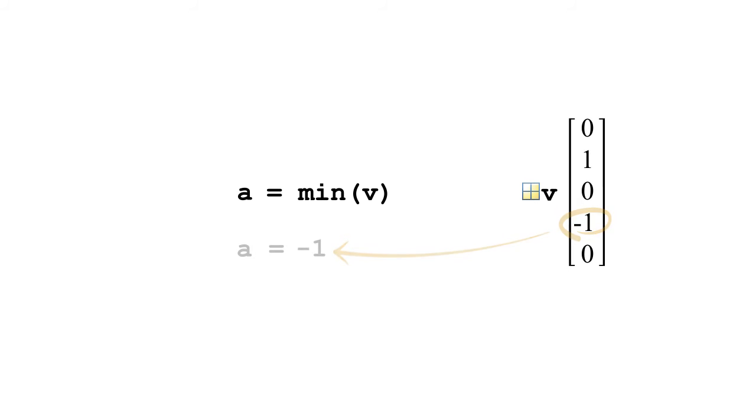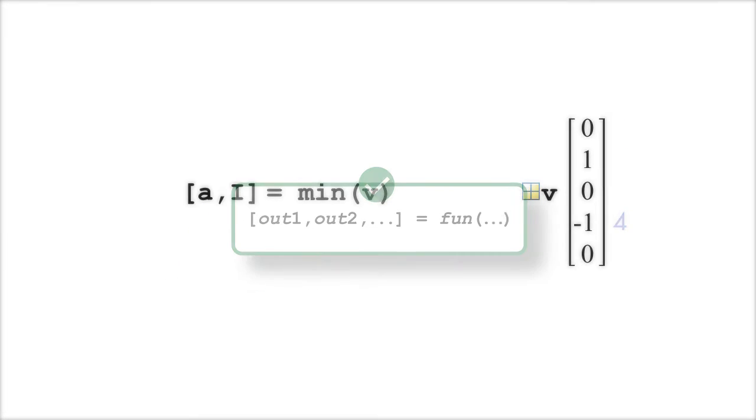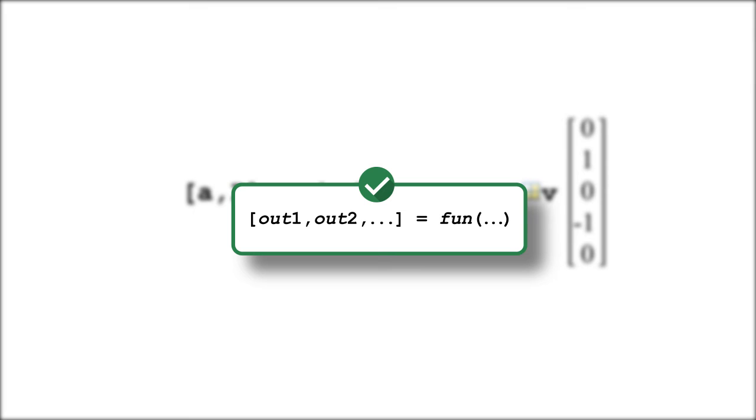What you may not have known is that the min function can also tell us the location of the smallest value. Here, it tells us the location is 4, since the smallest value of the vector is -1, which happens to be the 4th element of the vector. Many MATLAB functions can return multiple outputs by asking for them individually, inside a set of square brackets.